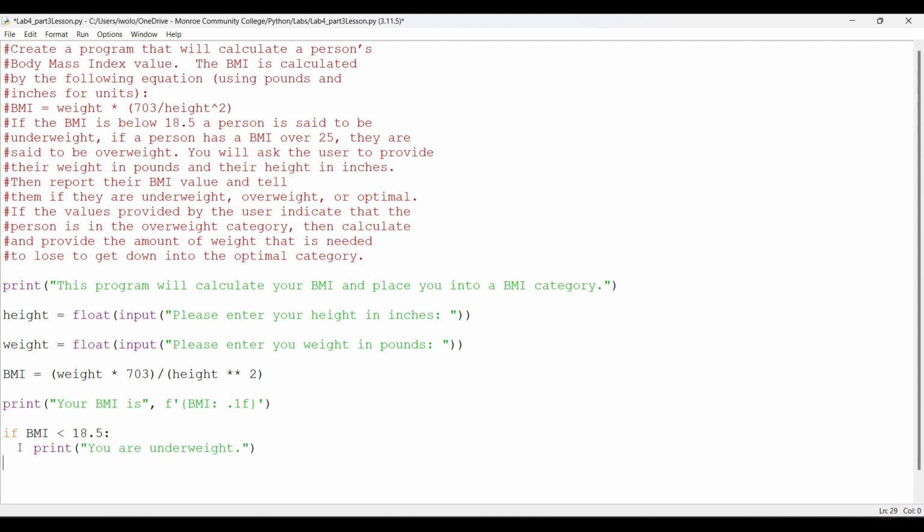Now what we want to do is an elif statement, and this one's going to be a range because it's telling them if their weight is optimal. So it never really told us up here what the optimal weight would be, but we know that less than 18.5 is underweight and above 25 is overweight, so between there is going to be the optimal category. So we're going to say elif BMI is greater than or equal to 18.5 and BMI is less than or equal to 25.